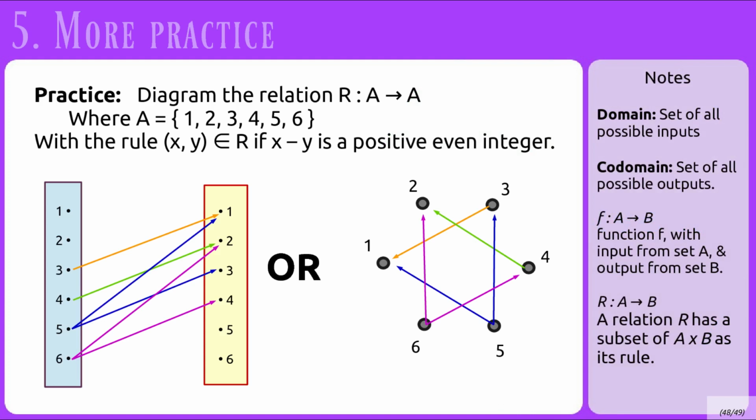If we write out the domain and codomain separately in our diagram, it will look like this diagram on the left. Or if we want to use just the nodes, we can use the diagram on the right.